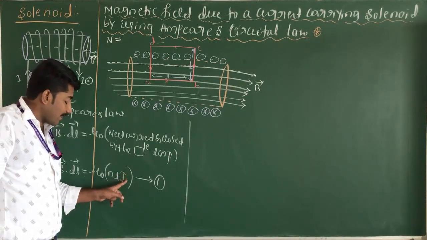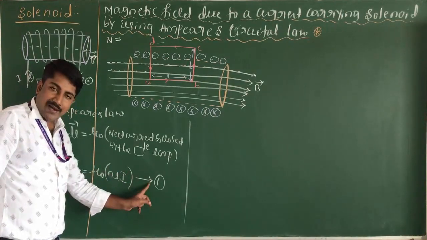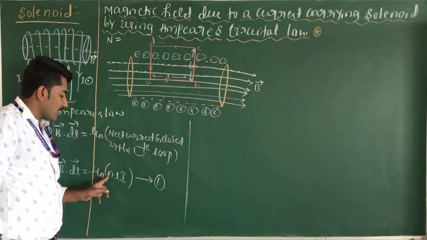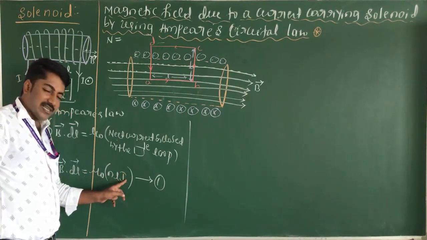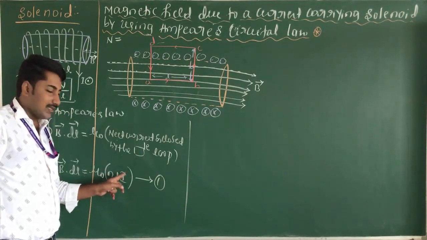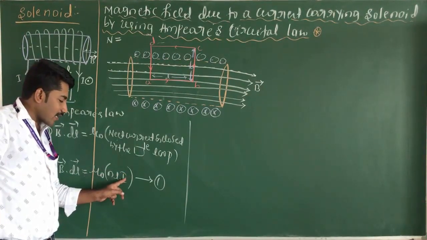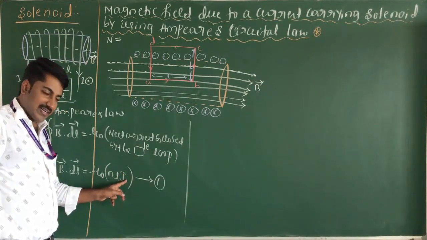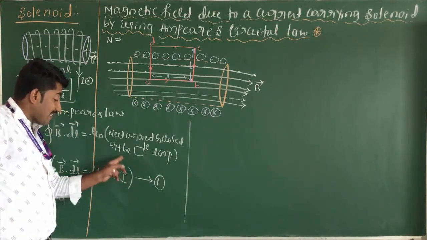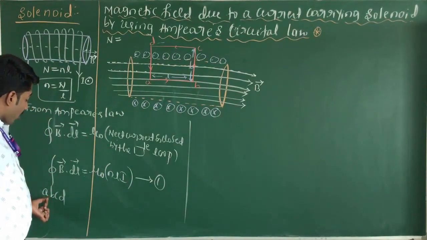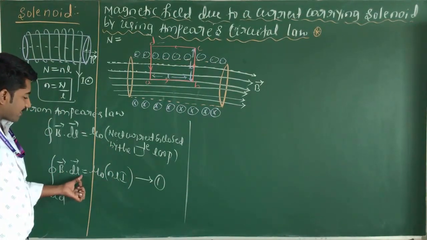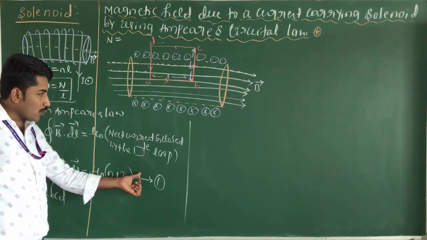Here the magnetic field depends on all these three values: the number of turns per unit length, the length of the solenoid, and I, the current flowing through the rectangular loop. The total magnetic field depends on all these three factors. Here the line integral of ABCD of vector B dot dl is equal to mu naught N L into I.